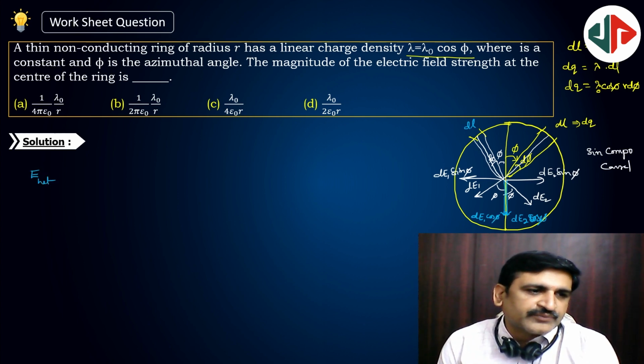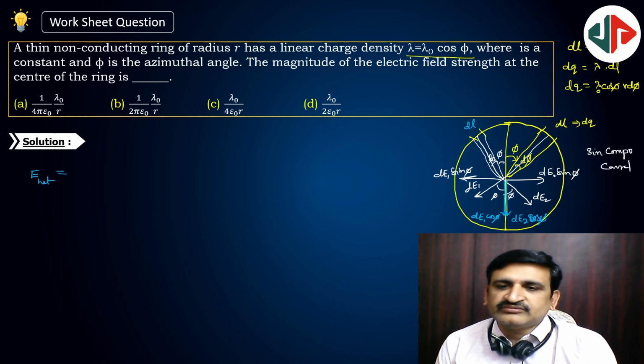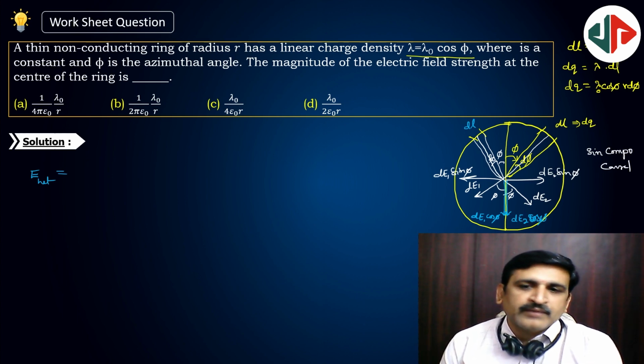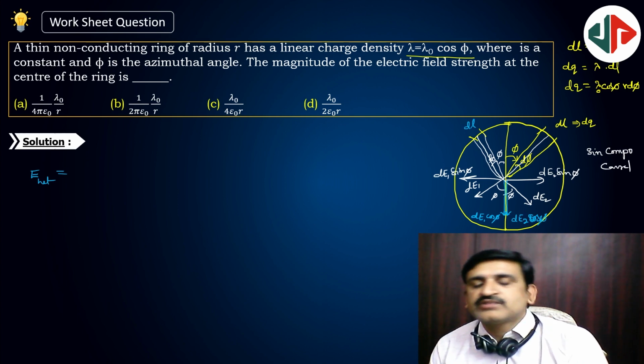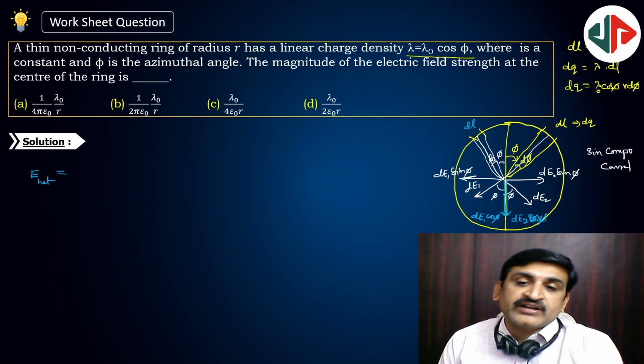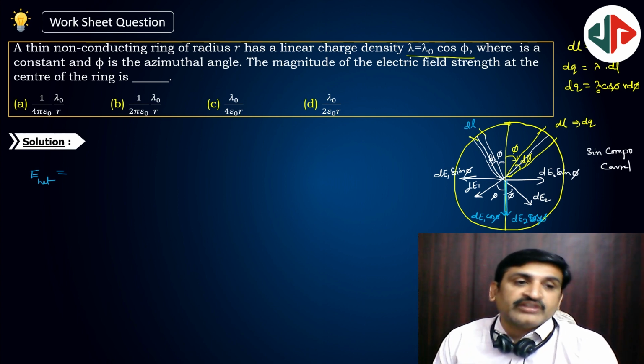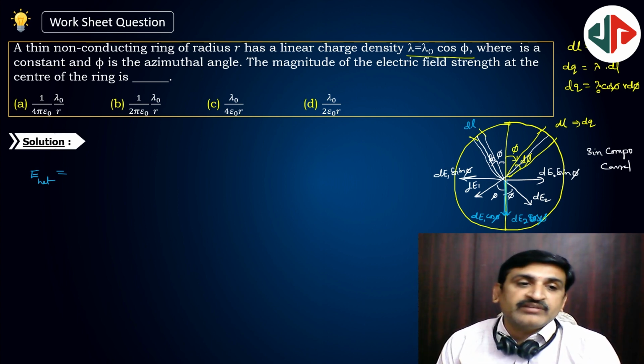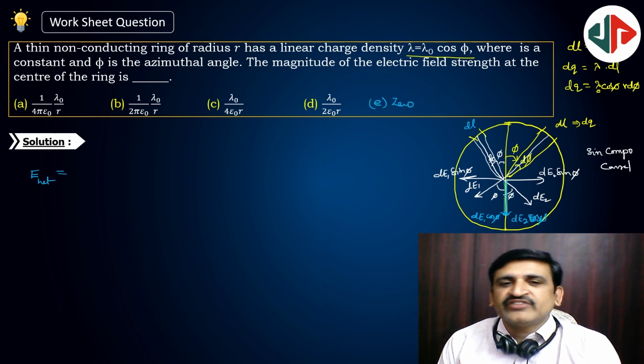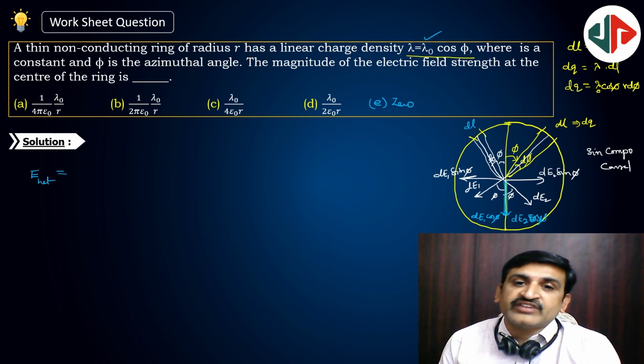E net: because of the upper region it will be downwards, because of the lower region it will be upwards. But if it is not a uniform ring, then the net field is not equal to 0. If it is a uniform ring, then the net field will be 0. For some students you have to put another option, that is 0. If it were a uniform ring, 0 would also be a correct answer, but it's not a uniformly charged ring. The charge is different.